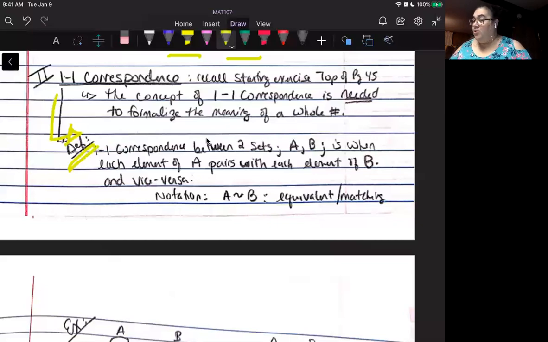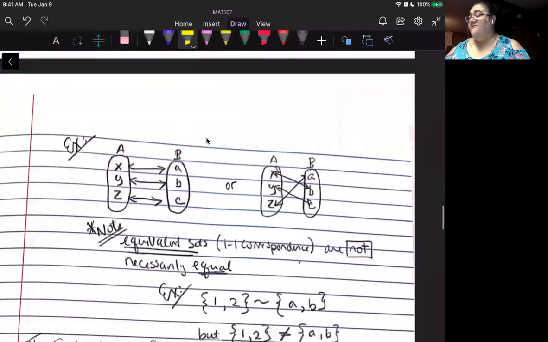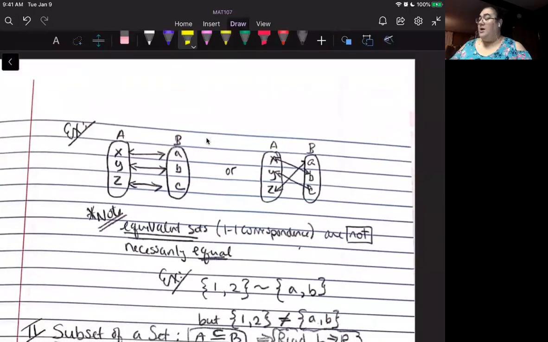And the notation we would use, and I'm going to go ahead and highlight that for you, is this. You would write set A with that little squiggle, which is called the tilde, okay? You put the tilde in between the name of set A and the name of set B, and you are saying they are equivalent, or they match, or they have one-to-one correspondence. Let's look at an example. Sometimes a visual is very helpful, okay?